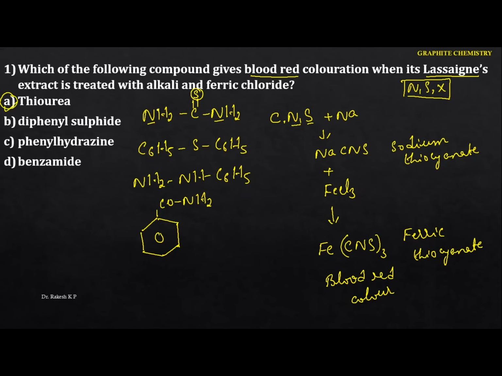Why is it A? Because it contains both nitrogen as well as sulfur. But the rest of the compounds contain only one element: sulfur here, nitrogen here, and nitrogen here also. Okay, let me move on to the next question here.